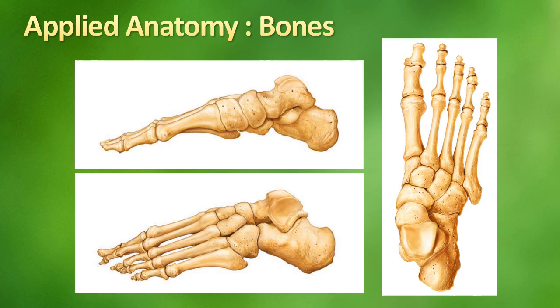So you should know that a total of 7 tarsal bones are there in the foot, that is the talus, calcaneum, navicular, cuboid, and 3 cuneiforms, and a total of 5 metatarsal bones are there, and each toe has 3 phalanges, proximal, intermediate, and distal, except the big toe, which has a total of only 2 phalanges. So now we can move to the next slide.